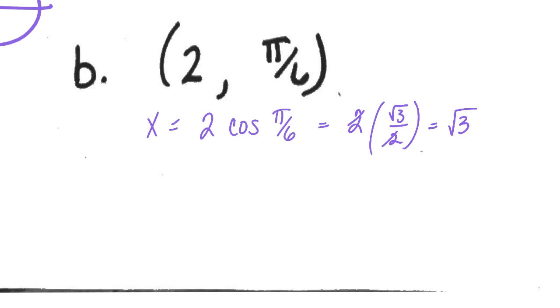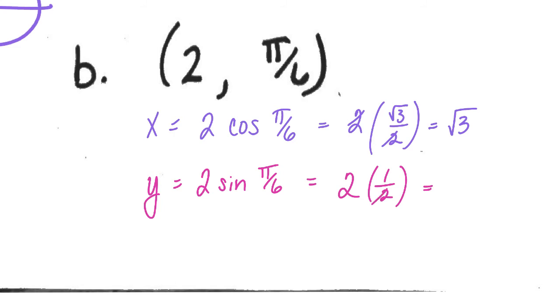And when I convert, y is equal to 2 times the sine of pi over 6. Do you remember what the sine of pi over 6 is? 1/2. So this is just going to reduce to be 1. So my rectangular coordinates, although they're weird numbers, are root 3 and 1.